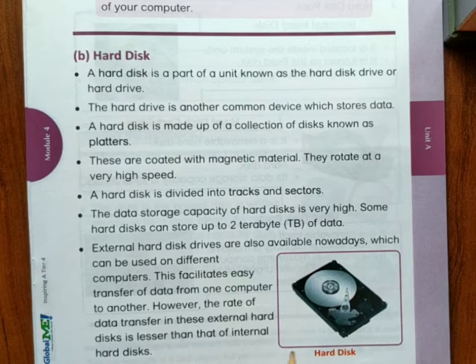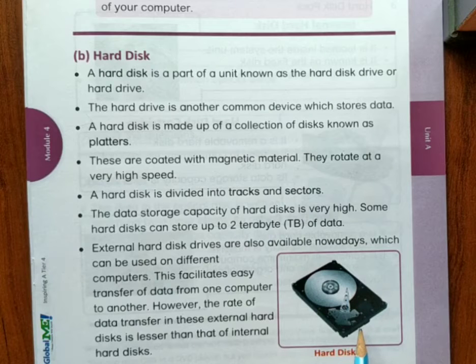This is also one of the storage devices. Next, in the third point, the hard disk is made up of a collection of disks known as platters. Platters means the disks form a collection, so there is thickness to the hard disk. This we call platters, and they are also coated with magnetic material. It is always rotating, at very high speed, and its storage capacity can be 2 terabytes.